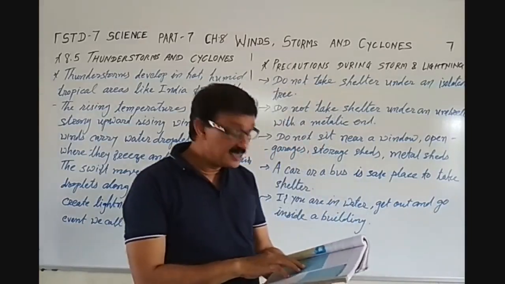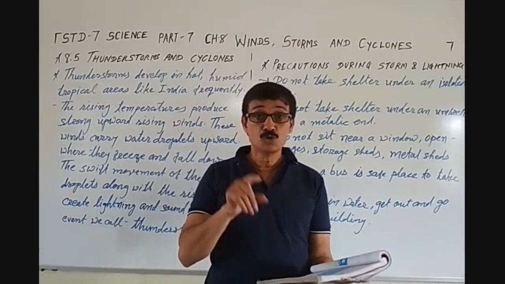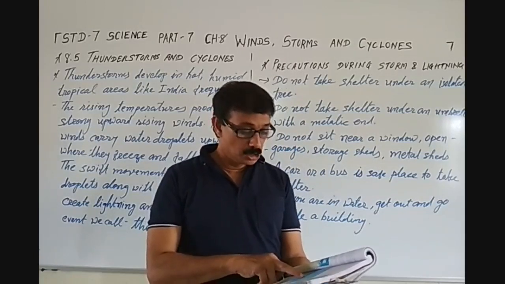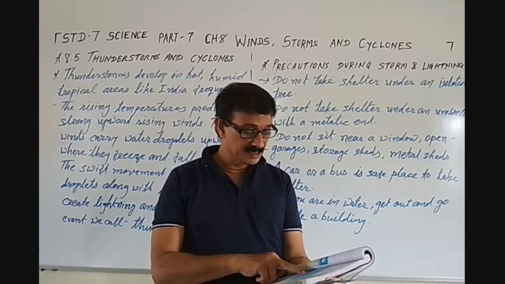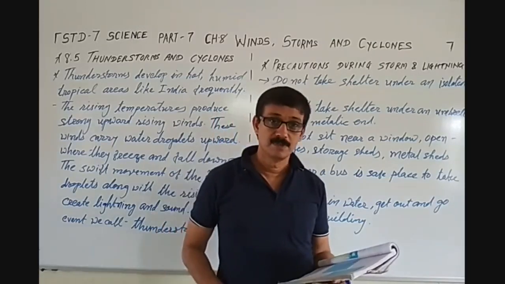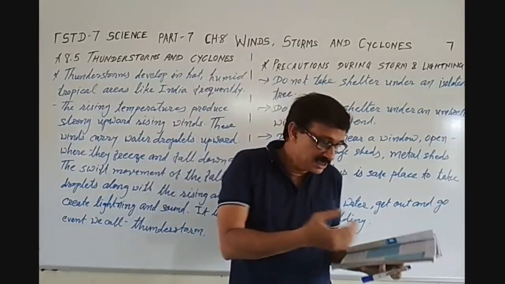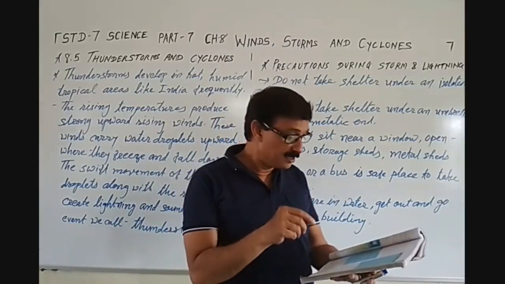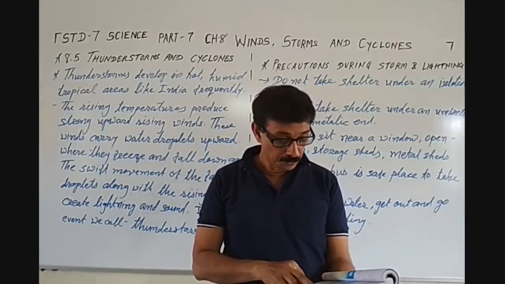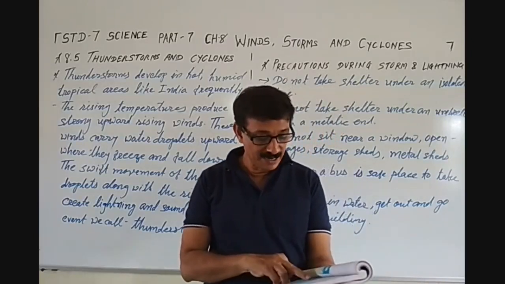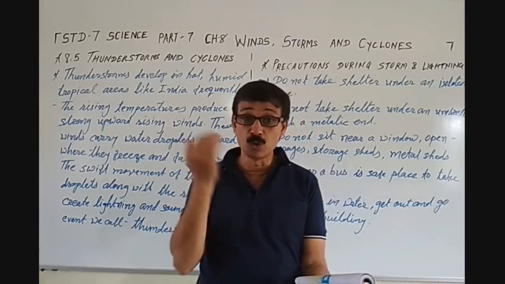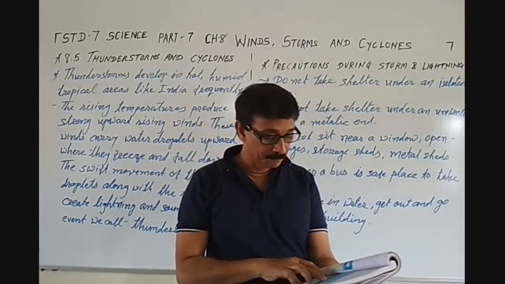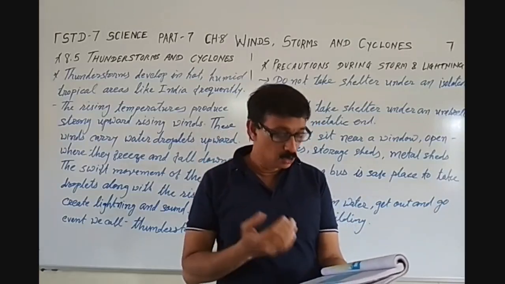Do not sit near a window. Open garages, storage sheds and metal sheds are not safe places to take shelter. Sometimes lightning strikes, and if we are near a window and lightning strikes nearby, it can hurt us. So do not sit near an open window. Do not sit in open garages either. Storage sheds, particularly those with metal roofs, are not safe places to take shelter.